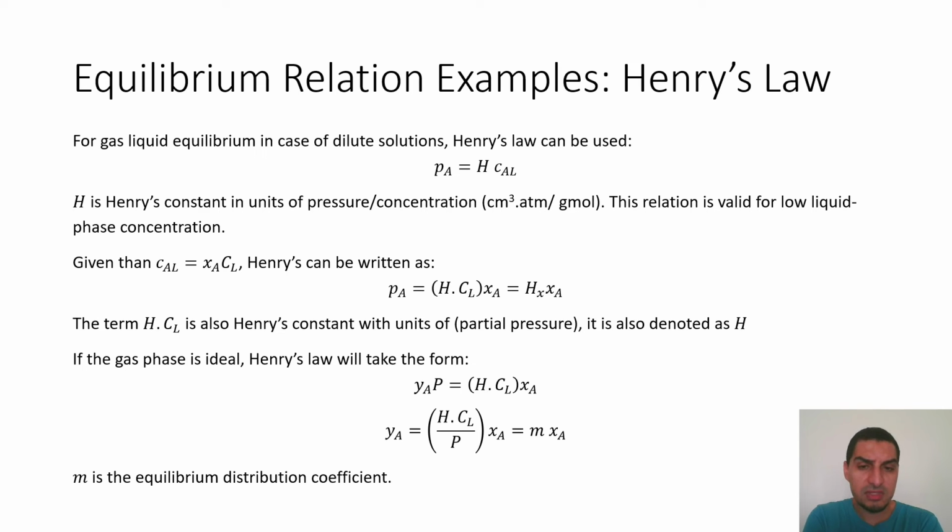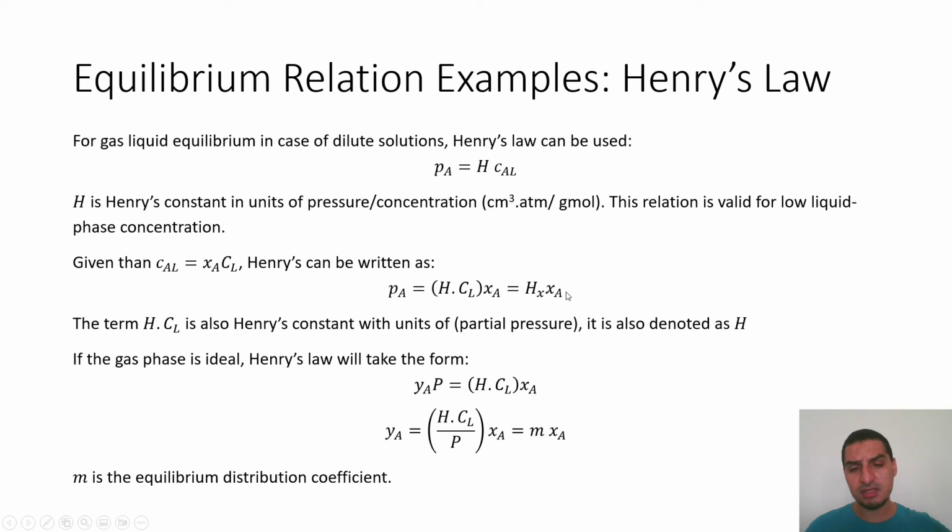relation that, again, we said is used for low liquid phase concentrations, and we know that the concentration in the liquid phase equals the mole fraction multiplied by the total liquid concentration. So we can rewrite Henry's law in this form. So we have here H multiplied by Cl multiplied by XA. It's called H_x x_A. And this is again an equilibrium relation that relates the partial pressure to mole fraction. So here it was partial pressure to concentration, and this is partial pressure to mole fraction.